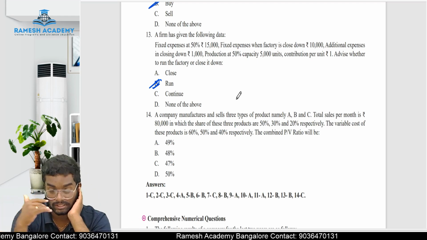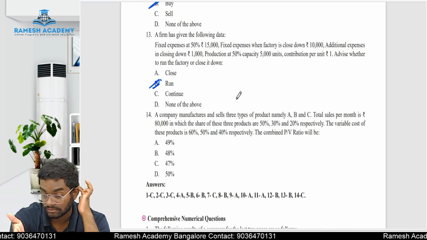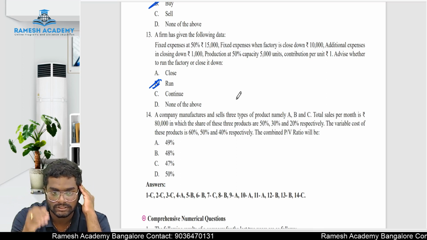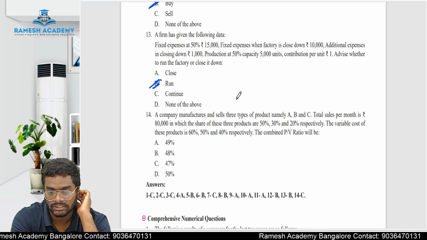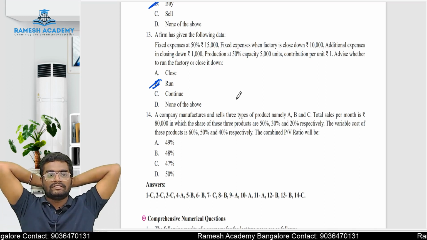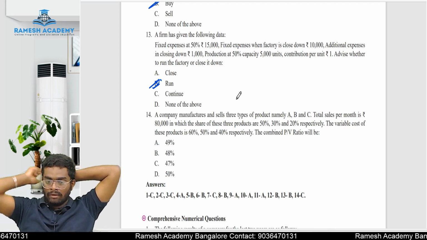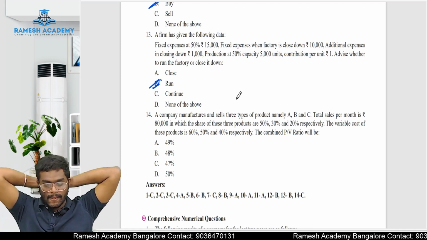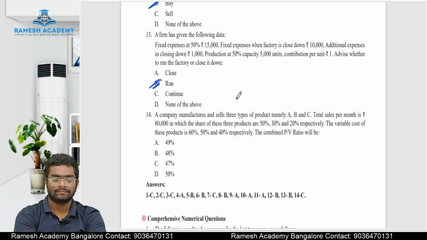So we have the sales. Take the variable cost, that is 60% of it. For A, 50% of 80,000 means 40,000. Out of 40,000, 60% is variable cost, which means 40% is your contribution. Then we have to find the combined PV ratio. So first find the sales, then divide the variable cost based on the sales. Then add all the contribution, divide by total sales, that is 80,000 into 100, you will get the combined PV ratio. Please try it out.